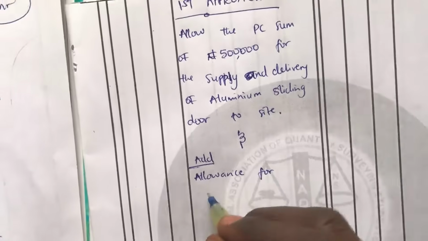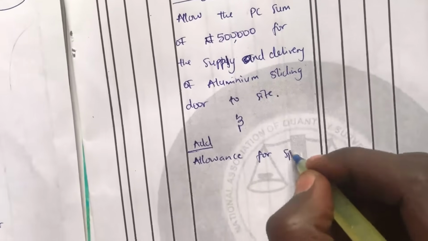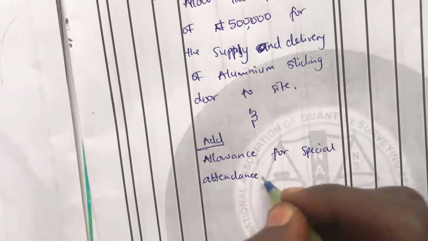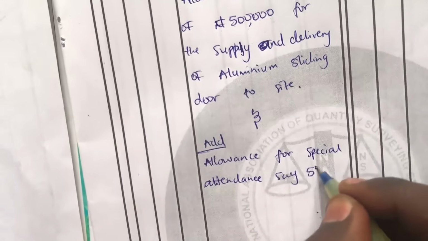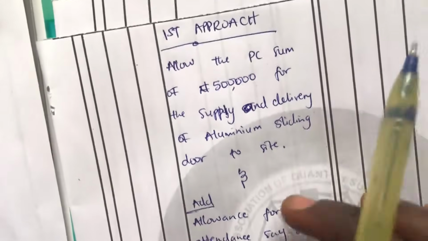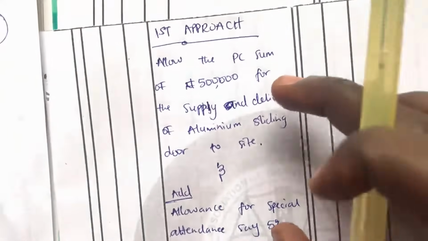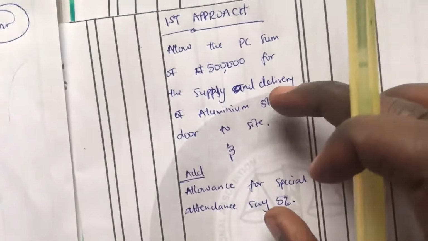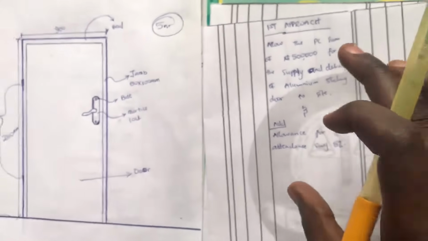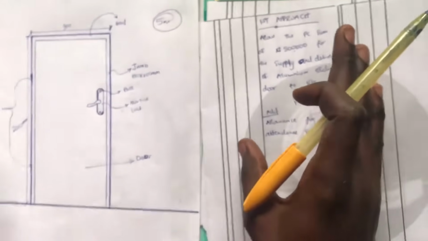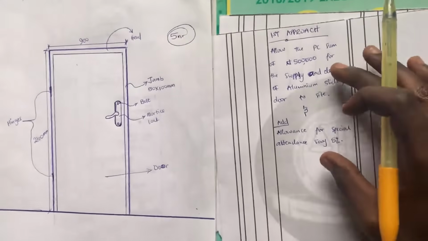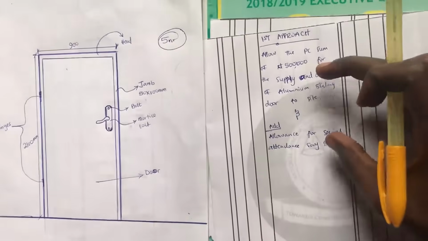Add allowance for special attenders. Let's say 5%. So it's going to be 5% of this money, and that is just all we need to do. Now if you are done doing this, you are done measuring for door. Just take note that this is simply a PC sum of measuring doors. So in a real life project, you can just take this approach, but if you are a student, I would advise you, do not take this approach as a student.